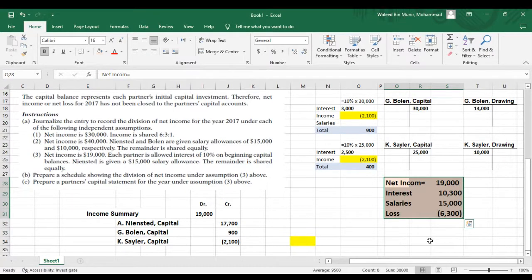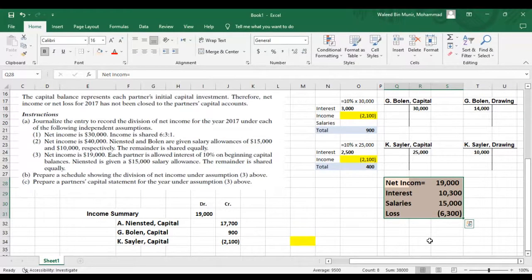Now, understand this scenario. This company has a net income of 19,000, but their partnership agreement says that we have to give 10% interest on the beginning capital. So the total interest is 10,300, which we will give to three partners. Is it clear? Then also one partner will get a salary of 15,000. So the total will become 25,300, but their income is less than the interest and salary. So there is a loss of 6,300.